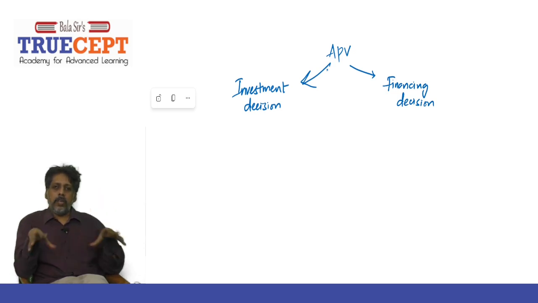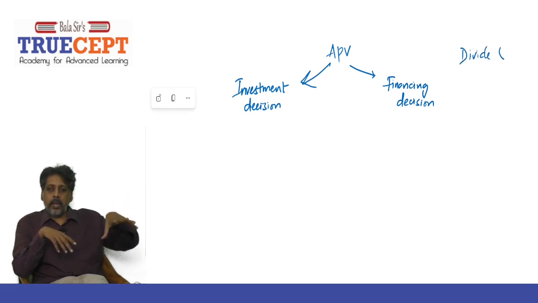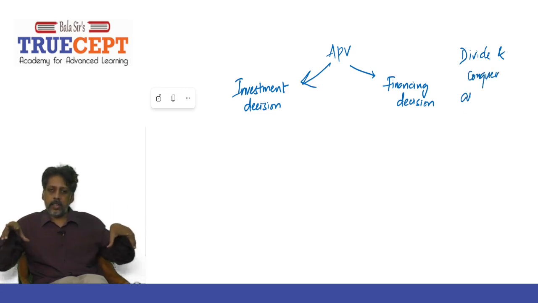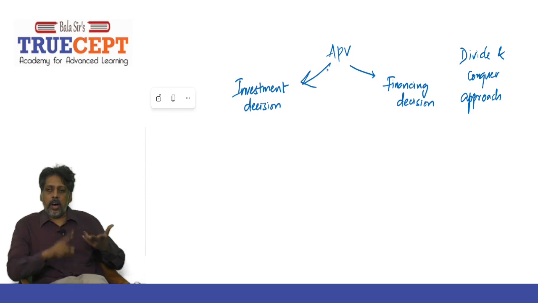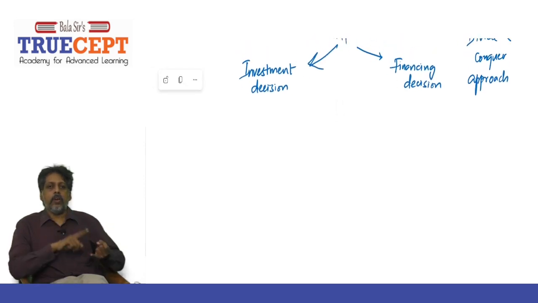Now what I'm doing is I'm using something called the APV technique. In a fancy way, it's called the divide and conquer approach. What is that? Divide and conquer. That means I'm going to separate my investment decision from the financing decision. That means first I'll check whether it is worth investing in the project or not.